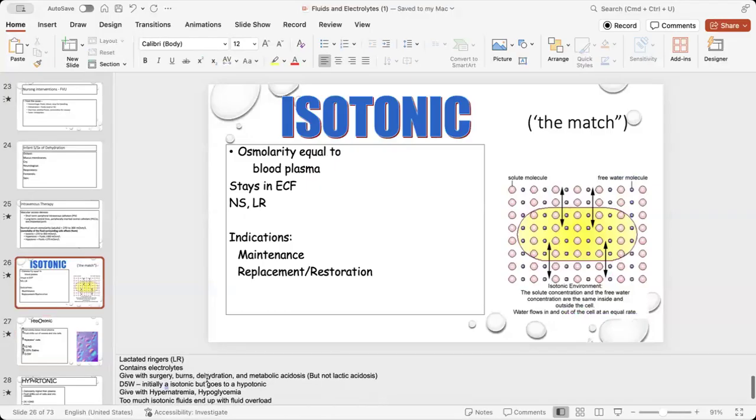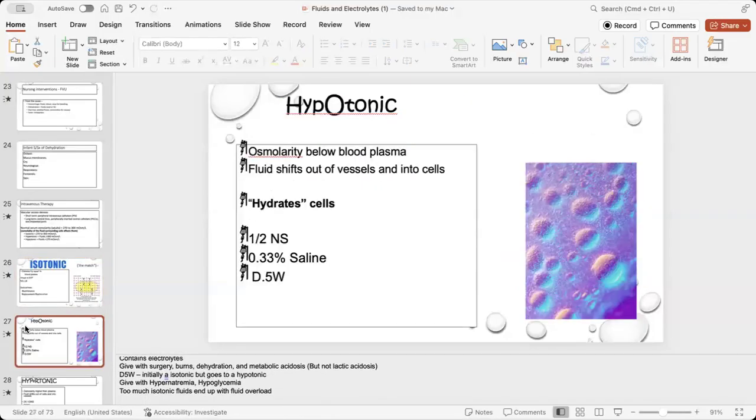Can we use this type of fluid with our blood transfusions? No. It's going to cause hemolysis of those red blood cells, and now you have a transfusion reaction.